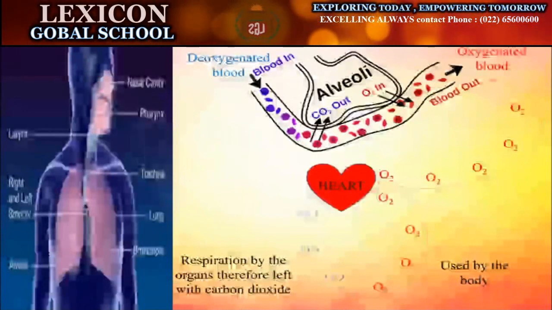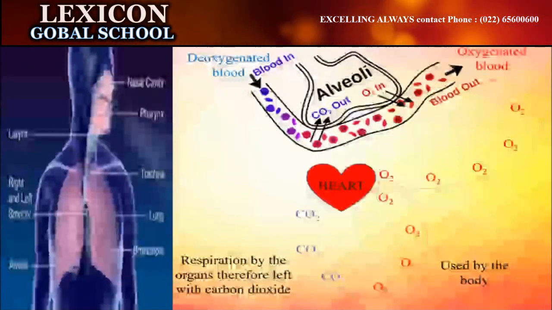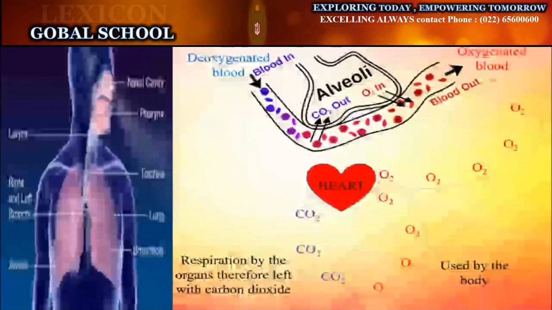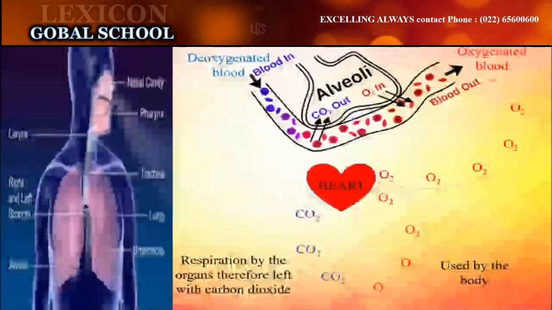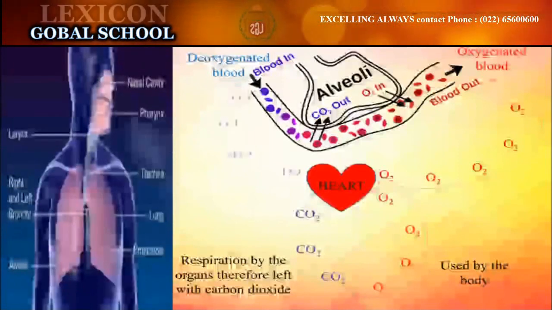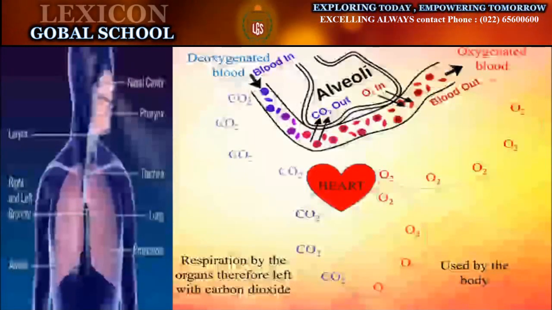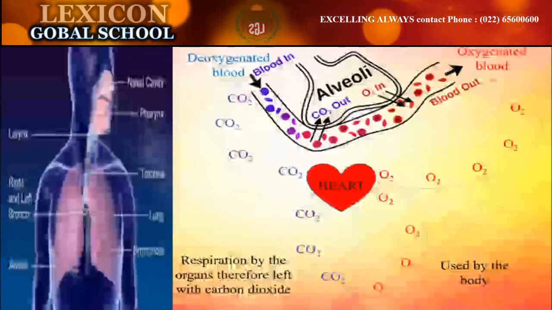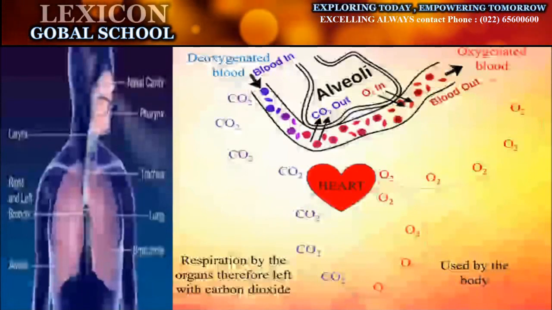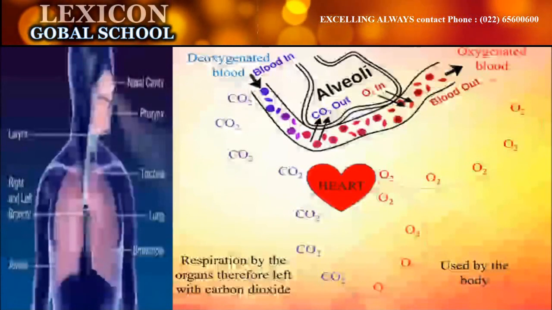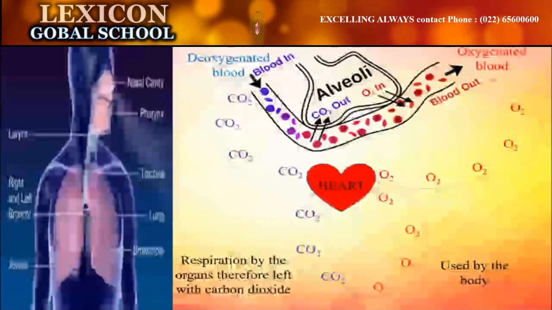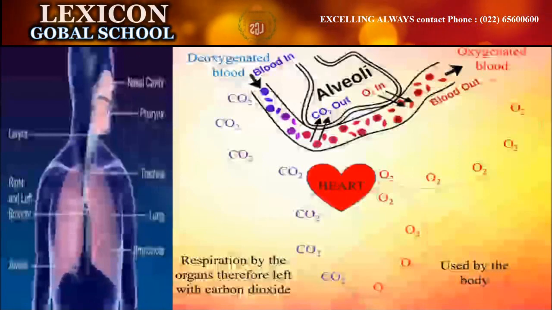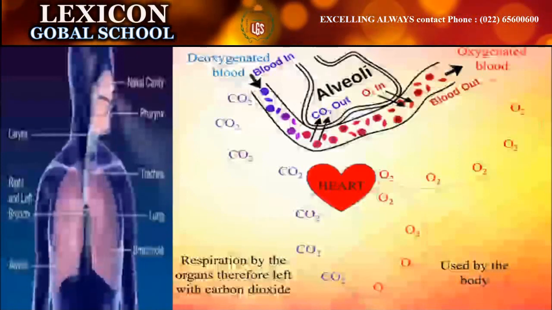So what is left? When the oxygen has been used by the organs, respiration takes place in those organs and carbon dioxide is given into the blood. When carbon dioxide gets mixed with the blood, it moves to the heart, and from the heart it moves to your alveoli. And in the alveoli, again oxygenated blood gets transported to various parts of the body. This is how in the alveoli, deoxygenated blood gets converted into oxygenated blood.